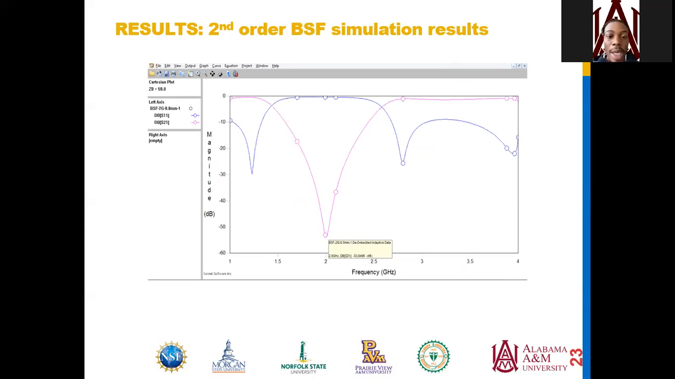Here we have our second order bandstop simulation results. As you can see, our S21 creates a frequency of 2 gigahertz, and it creates a stop band with an attenuation depth of minus 50 dB. Next slide, please.